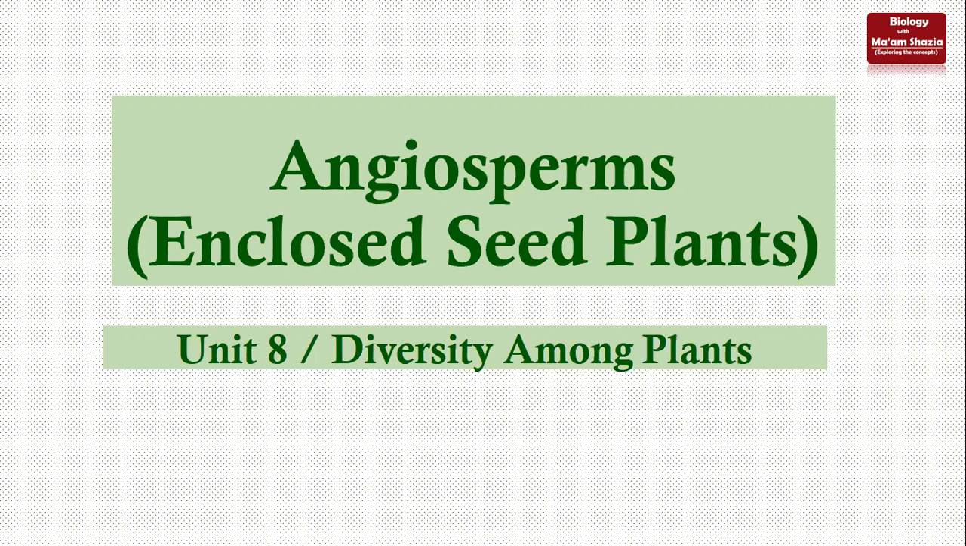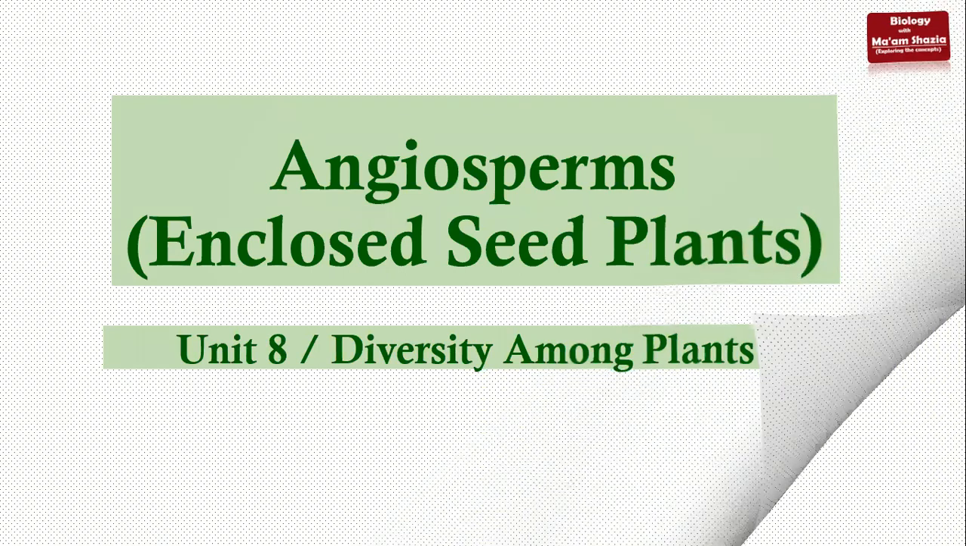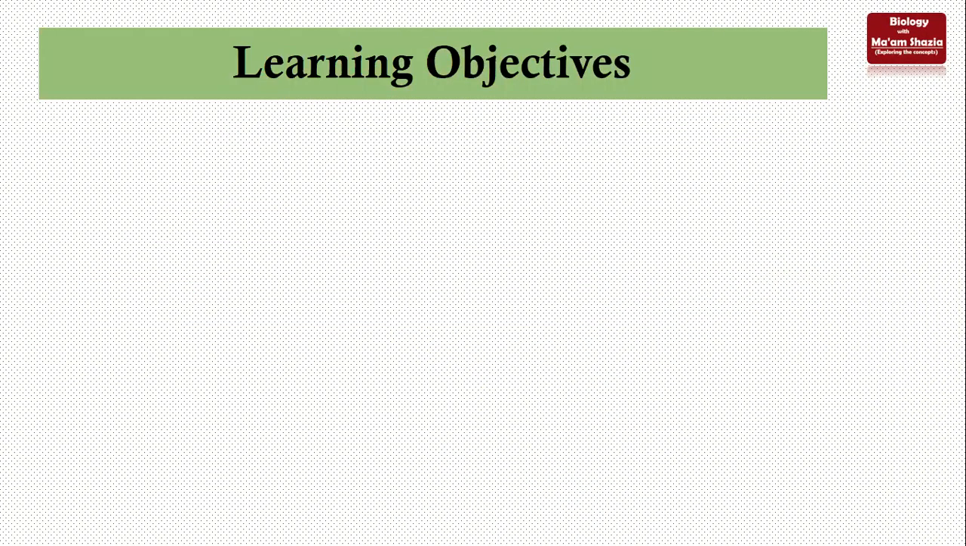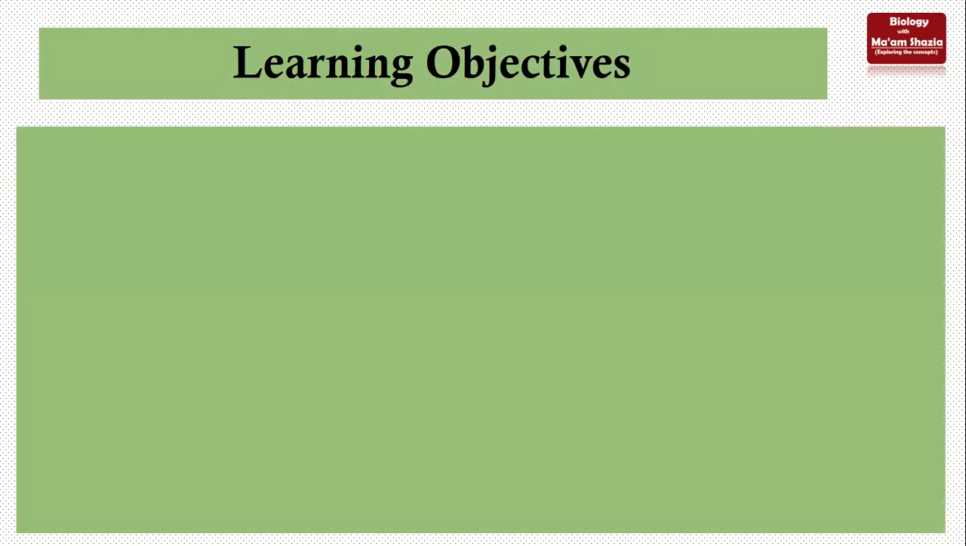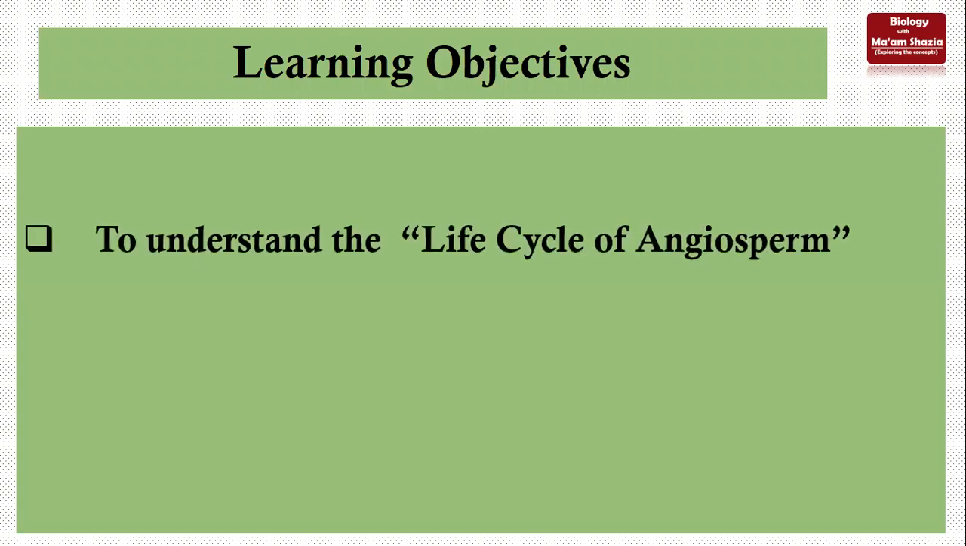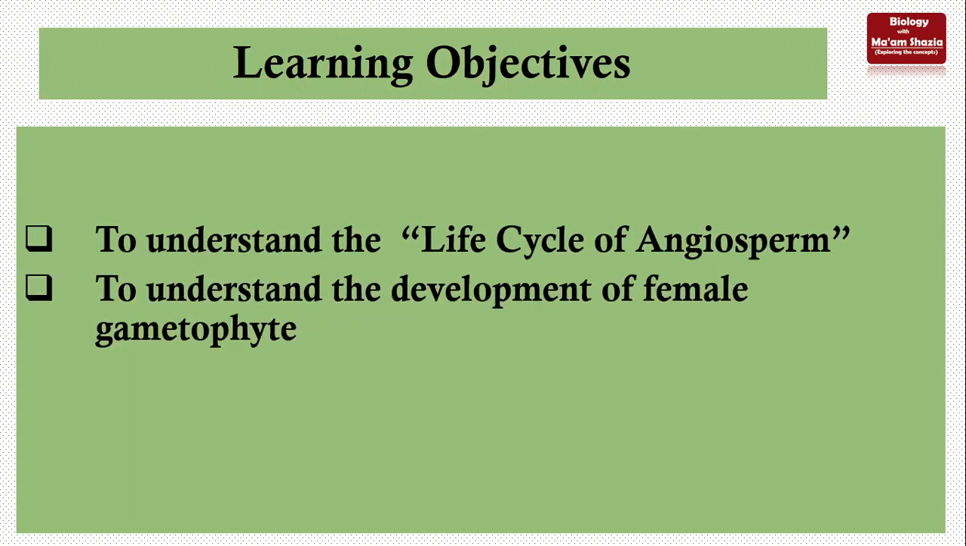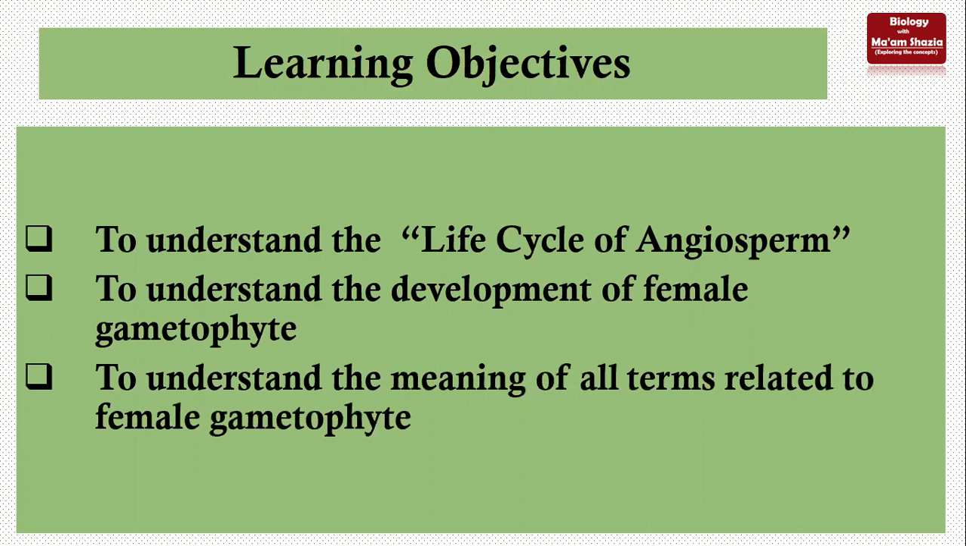The topic is angiosperms, the extension of the last topic, diversity among plants. So we were working on the life cycle of angiosperms. First of all, the learning objectives. I want to share my learning objectives with you. Obviously, understanding the life cycle of angiosperms, and then the development of the female gametophyte, as we have covered the development of the male gametophyte, and all of the related terms to the development of the female gametophyte.